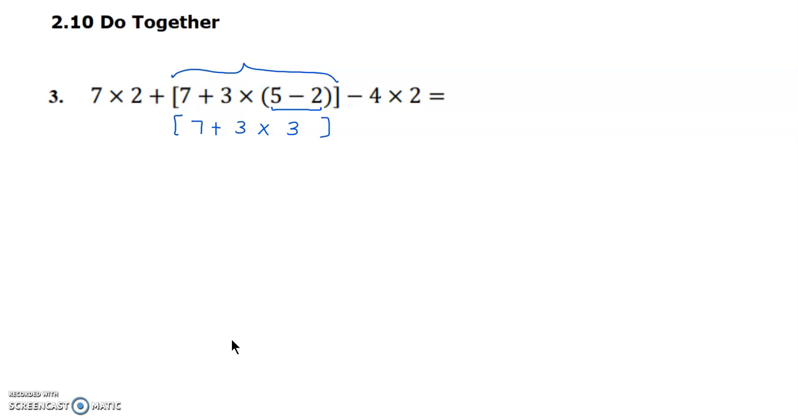Now I can solve everything inside these outer brackets, starting with the multiplication, because I have addition and I have multiplication, so multiplication comes first. Remember, we stick to our BEDMAS always. So this is 3 times 3, which is 9, plus 7, that's 16. So 16 is the result of all of those brackets. Let's copy everything else down so that we can stay organized. So everything else is going to be brought down now.